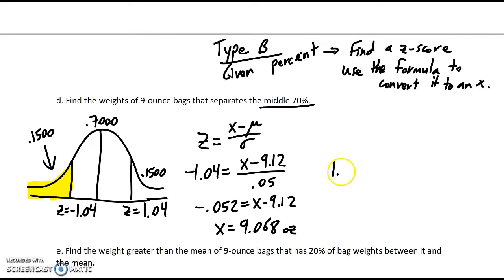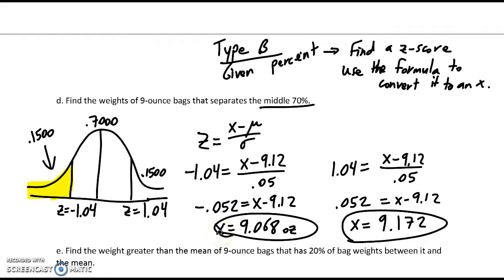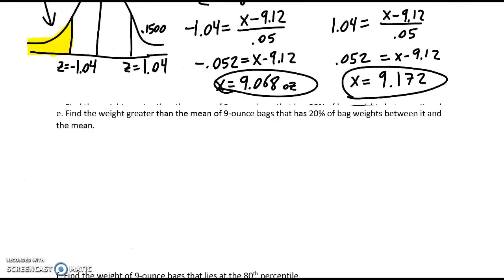Now to get the upper end, I just use the other z-score, positive 1.04. Equals the same exact expression on the other side. Once again, you take 1.04 this time times 0.05. You get 0.052 equals x minus 9.12. And now you're going to add 9.12. So it turns out the upper end, 9.172. Those are your two values. And as I've said, the hardest part about this is figuring out what percent lies below that z-score. Alright, let's do this one.